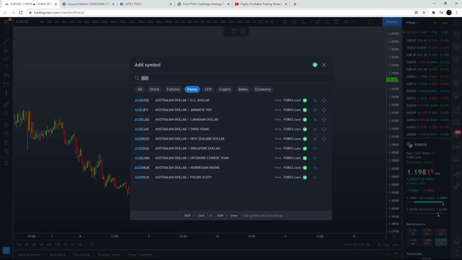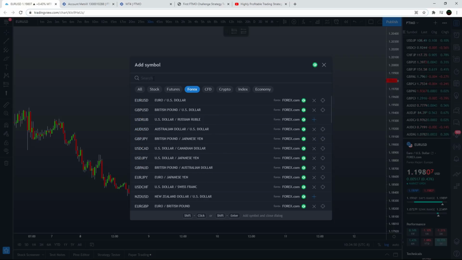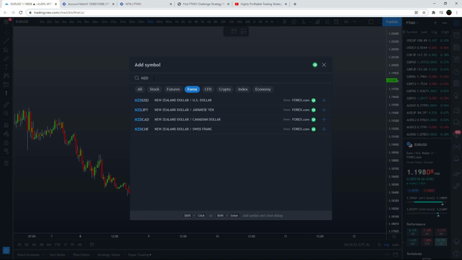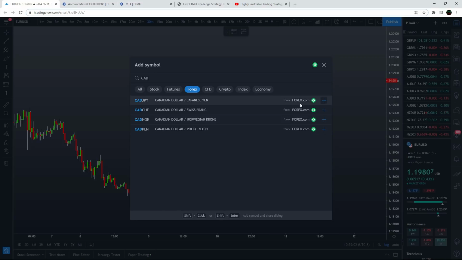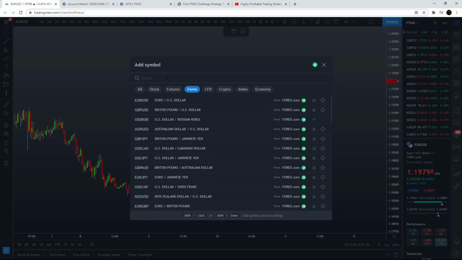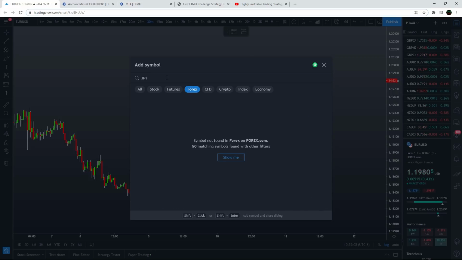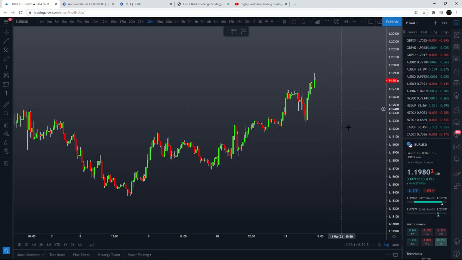All right, so that's it for Australian dollar. Now, New Zealand dollar. Fun fact, I lived in New Zealand for 6 years. We're going to add all 4 of these guys. Then Canadian dollars next. And then there would be JPY, but there are no pairs, so we're good. That's it. We got our watch list put together.